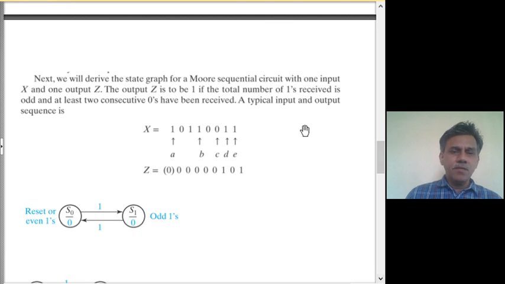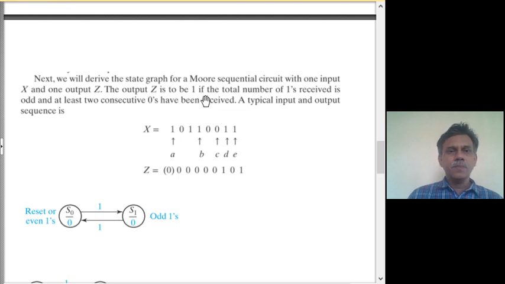Now, we will look at a case where we want to design a more complex sequential circuit. Again, there is one input and one output. The input is called X, the output is called Z. The output Z should become 1 under the following conditions. 1. If the total number of ones received in the sequence is odd, and the other condition is at least 2 consecutive zeros have been received.